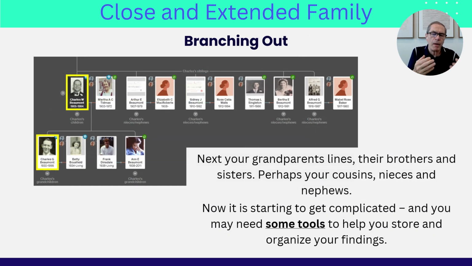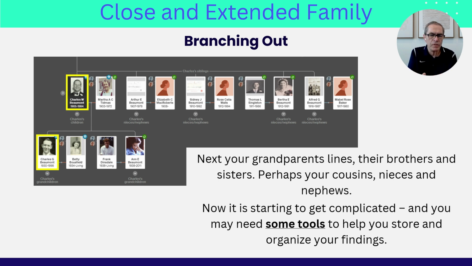So we'll talk about your grandparents, the grandparents' brothers and sisters, their nieces and nephews. And now, as we can see, we don't have to branch back very far to see we have a lot of people in our family. And this is where, as we'll talk about later on, you may need some tools to organize it. But now we're talking about a logical way of going about this. We're talking about our close relatives, our extended family, and now we can move on.